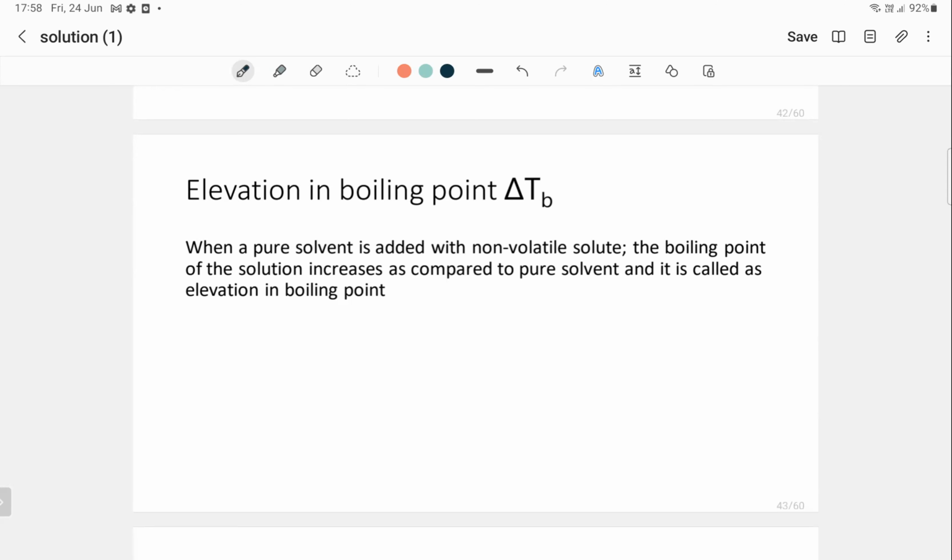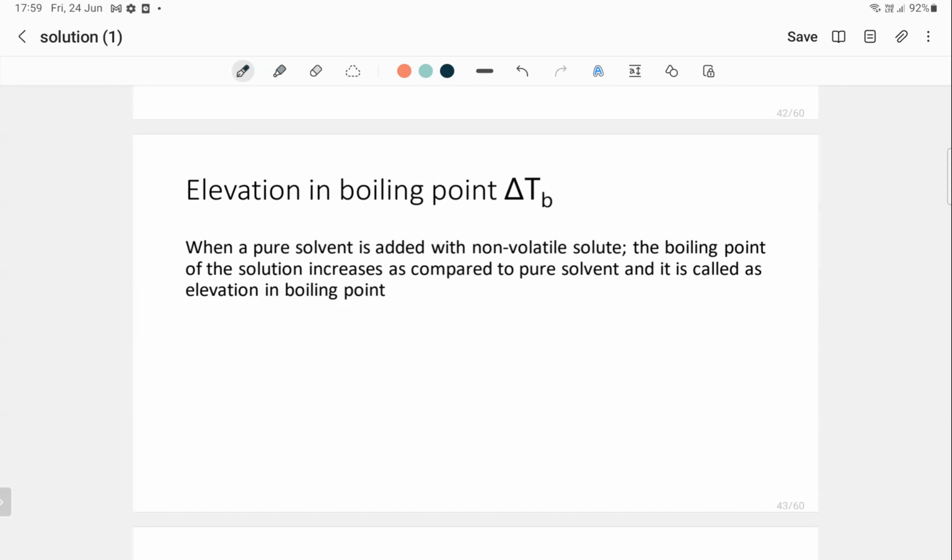Now, when a non-volatile solute like electrolytes is added to water, the boiling point of the solution will increase. Some electrolytes are added to it, and still the boiling point increases. That is nothing but a non-volatile solute. So to a pure solvent, you are adding a non-volatile solute, and the boiling point of the solution increases. This is known as elevation of boiling point, the increase in boiling point. Clear with this now?